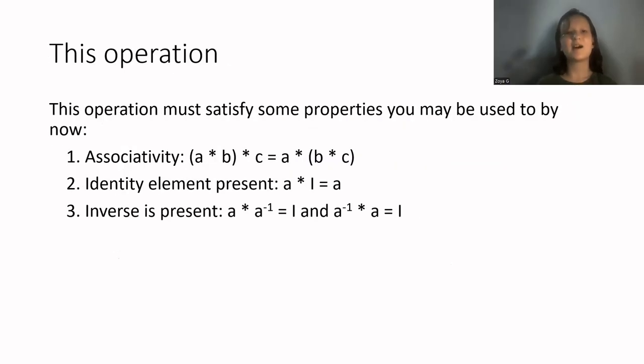First grade. Now, this operation that we call quote unquote multiplication must satisfy some properties you may be used to by now if you've hung out in kind of mathy circles. So the first is associativity, which means it does not matter in which order you apply the operation, right? A times B, parentheses, times C is equal to A times, parentheses, B times C. There's an identity element present, right? So A times some identity I is equal to A. And an inverse is present. So A times A inverse is equal to I, the identity, and A inverse times A is equal to I as well.